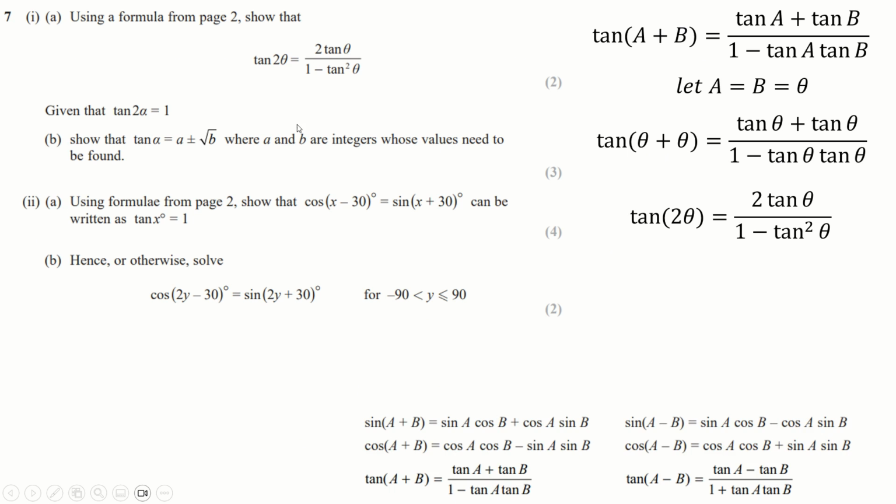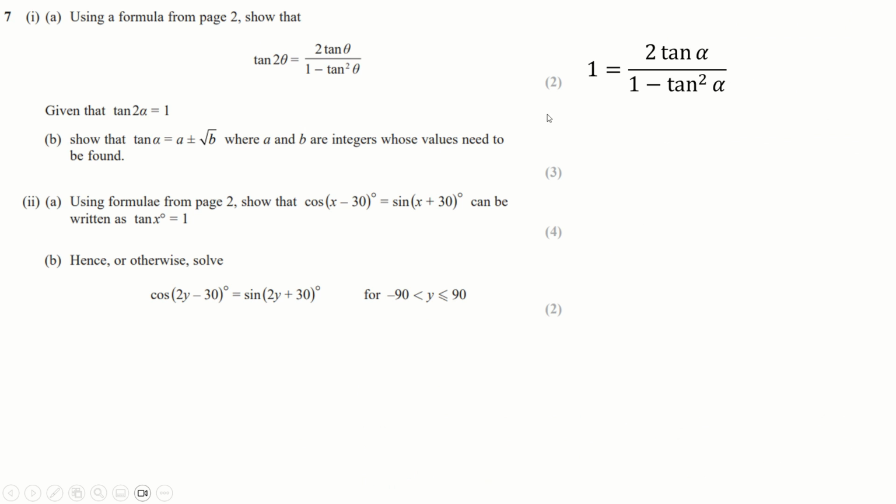You get what they wanted you to get. Given tan 2 alpha is 1, so just replace all these with alphas. And then this becomes a 1. And you get 2 tan alpha over 1 minus tan squared alpha. Multiply this across. Rearrange to make a quadratic in tan.